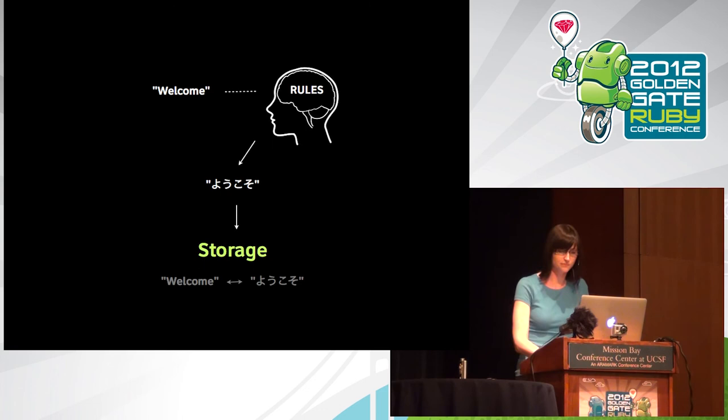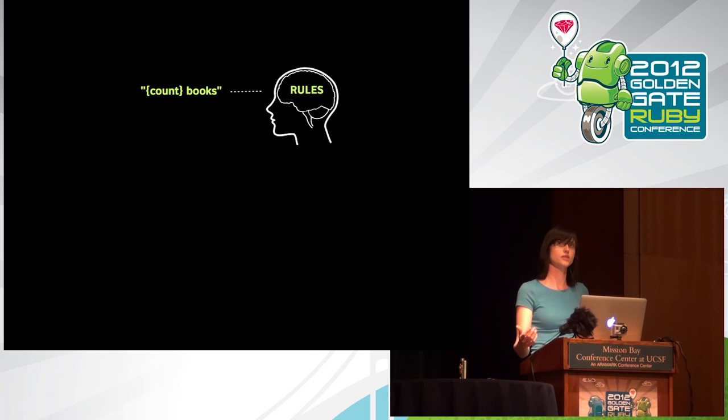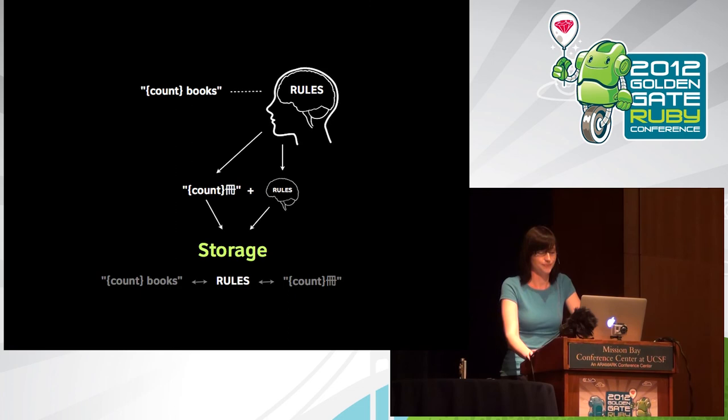Suddenly, the translator can't apply the rules for every single possible value of that token. So now, instead of just passing along some translated text, they also have to pass along some representation of the rules in their head so that they can be applied later. So somehow, we have to figure out how to store those rules. And that's where things get interesting.